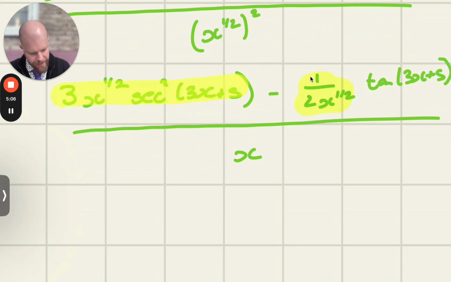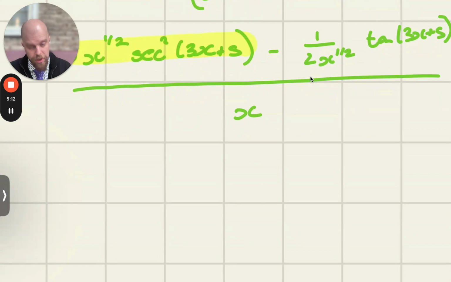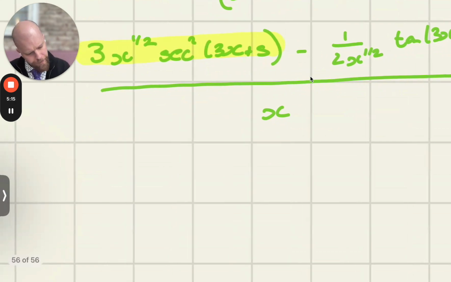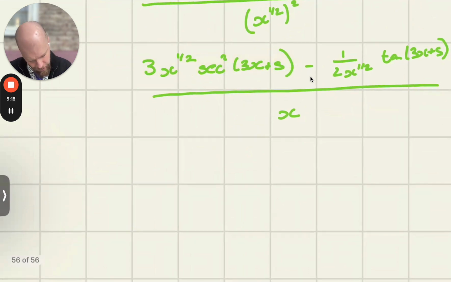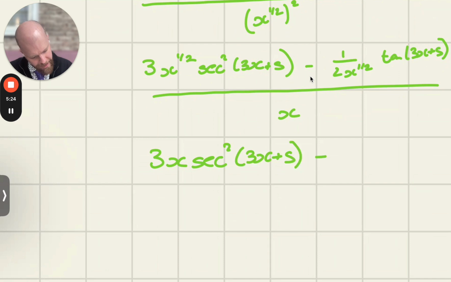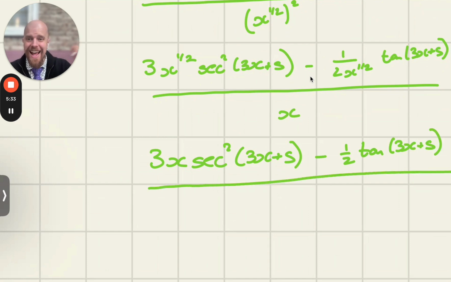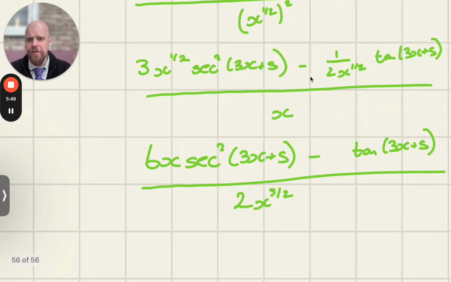So if I make all of this over a common denominator, if I multiply this function, top and bottom, by x to 1/2, what's going to happen is I get 3x sec squared 3x plus 5 minus 1/2 tan 3x plus 5, all divided by, now you've got the x and the x to 1/2, so that's x to the 3 over 2. And then maybe if you wanted to, you could times by 2 as well, top and bottom, so that you get rid of that half, and that will make it a 6 and a 2. So that's how you differentiate the trig functions.